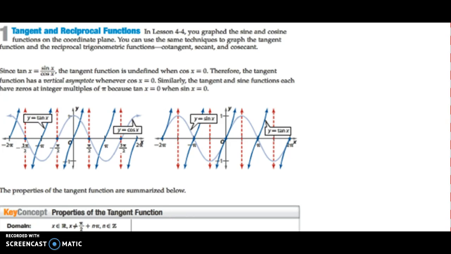Now we've talked about tangent being sine of x over cosine of x. And so there are going to be times when cosine of x is equal to 0. You can't divide by 0, so it's an undefined value. Those undefined values are called vertical asymptotes on the graph. You'll see they occur at these red dotted lines when cosine is equal to 0.